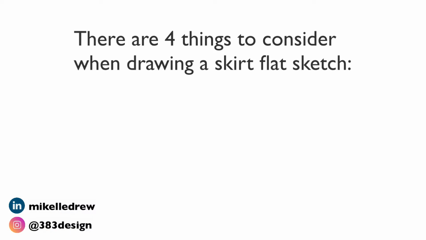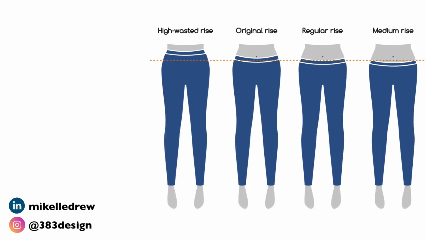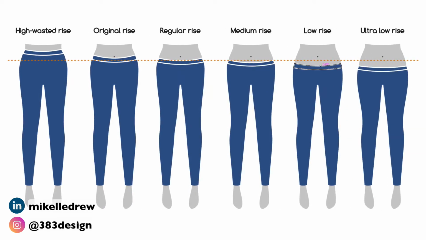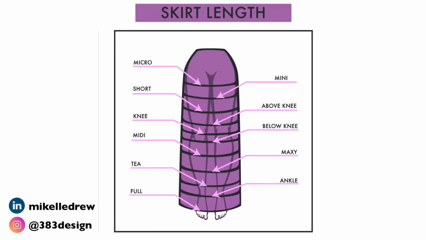Similar to pants, you want to consider the fit, waist placement, the length, and the bottom opening. Like with a pant, the waist placement will visibly change the look of your sketch. Of course, the length is also important. Once you know what length your skirt is, mini, below the knee, maxi, full length, you can use a croquis as a guide to make sure it's accurately reflected on your sketch.